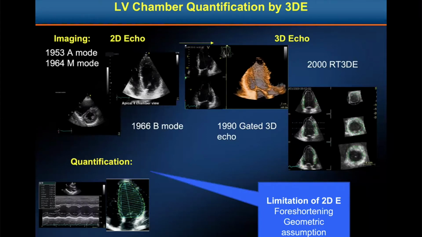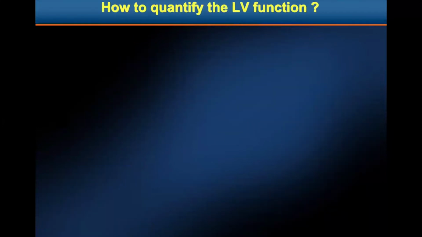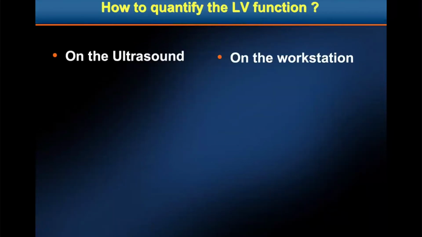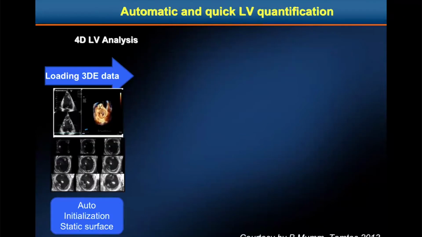The quantification is more limited by 2D echocardiography because we have foreshortening and geometric assumptions, which are not present in 3D. So how to quantify the left ventricle function? One possibility is to use the ultrasound machine to make the analysis directly, and another possibility is to use another workstation, loading the 3D echo with an auto initialization of the static surface.